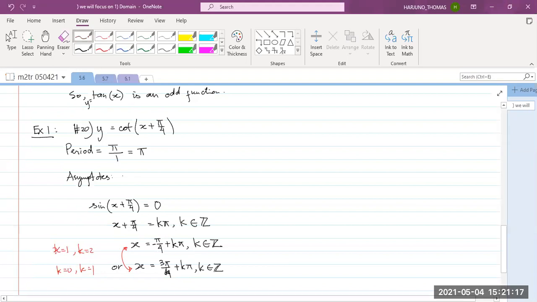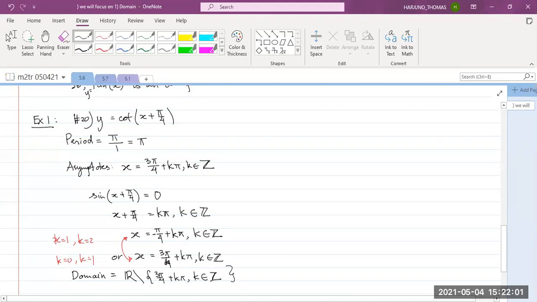So the asymptotes will be all the x's where x equals 3 pi over 4 plus k pi, where k is an integer. Now, how about the domain? The domain will be all real numbers except those asymptotes.